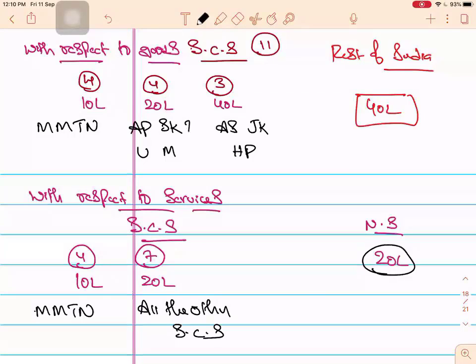And here I forgot to tell you, two non-special category states are also there. Those two are Telangana and Puducherry, that means Pondicherry. Even though these two are non-special category states, the limit is 20 lakhs. Understood what I'm saying?